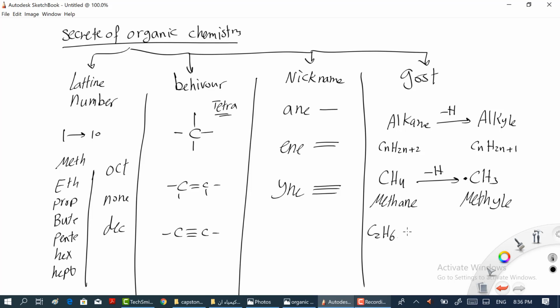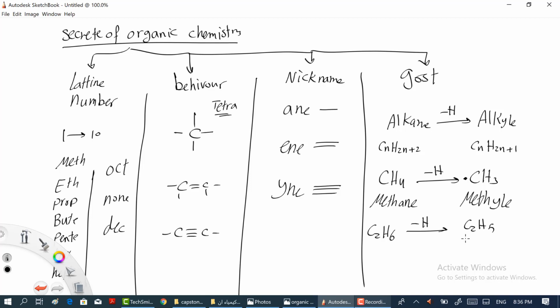C2H6 subtract H will be C2H5, ethyl. Propane, C3H8 subtract H, will be C3H7, propyl. These work as a branch. The families are alkane, alkene, and alkyne. It is a secret of organic chemistry.